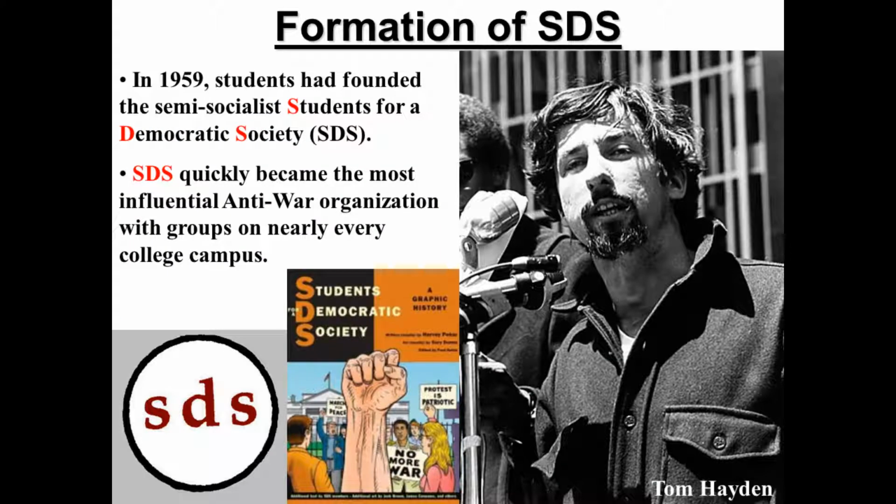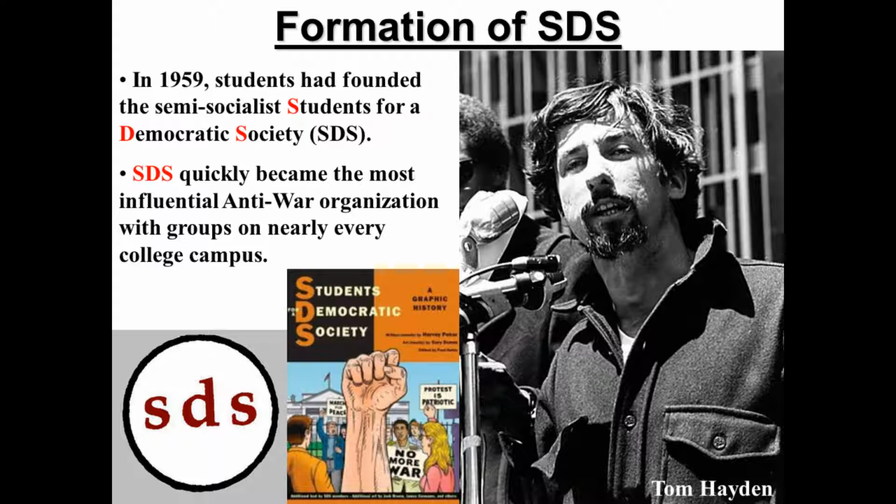Another key addition to the early anti-war movement was the formation of SDS. SDS stands for the Students for a Democratic Society, founded in 1959. It quickly became one of the most important and most influential anti-war organizations, with groups on nearly every college campus. SDS was able to mobilize lots of different college-age groups to protest the Vietnam War.